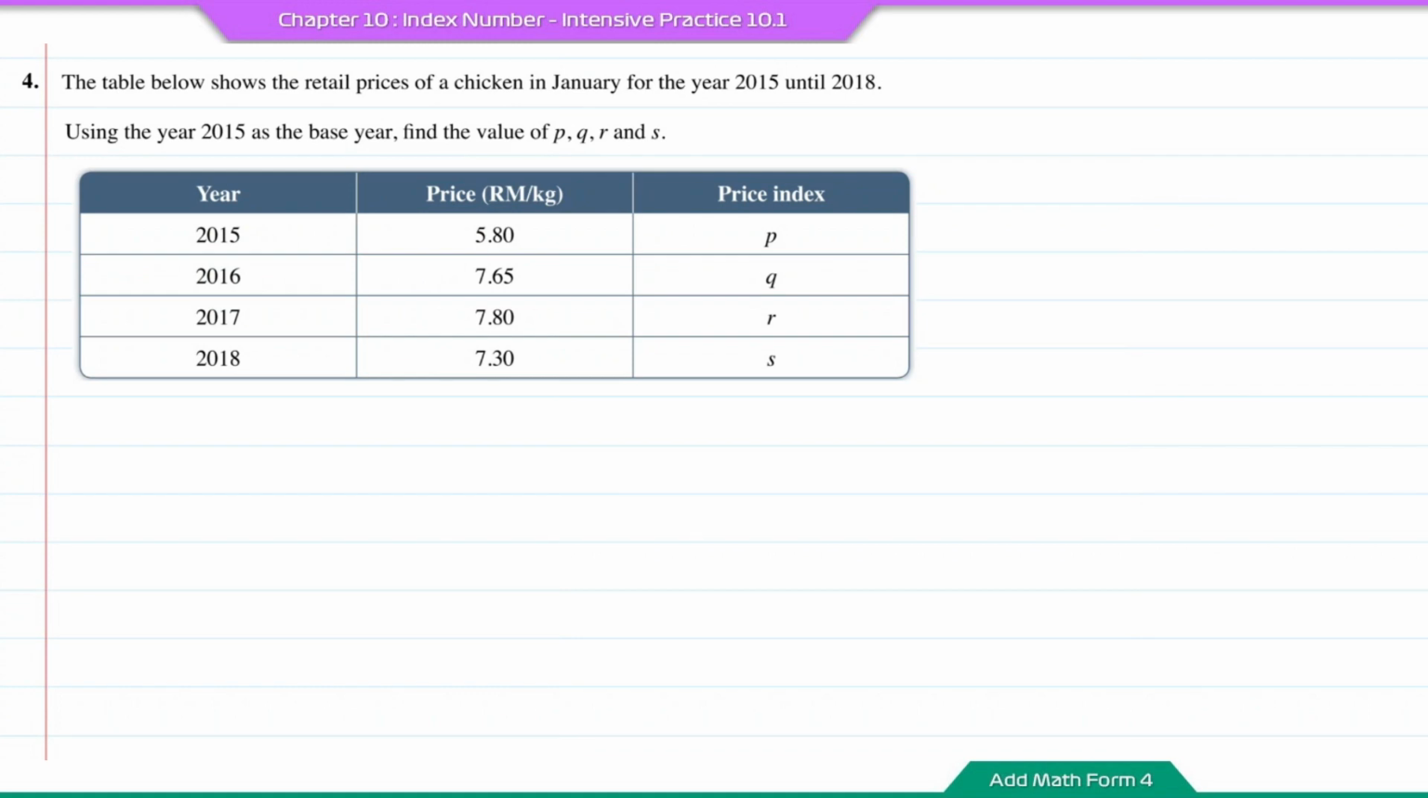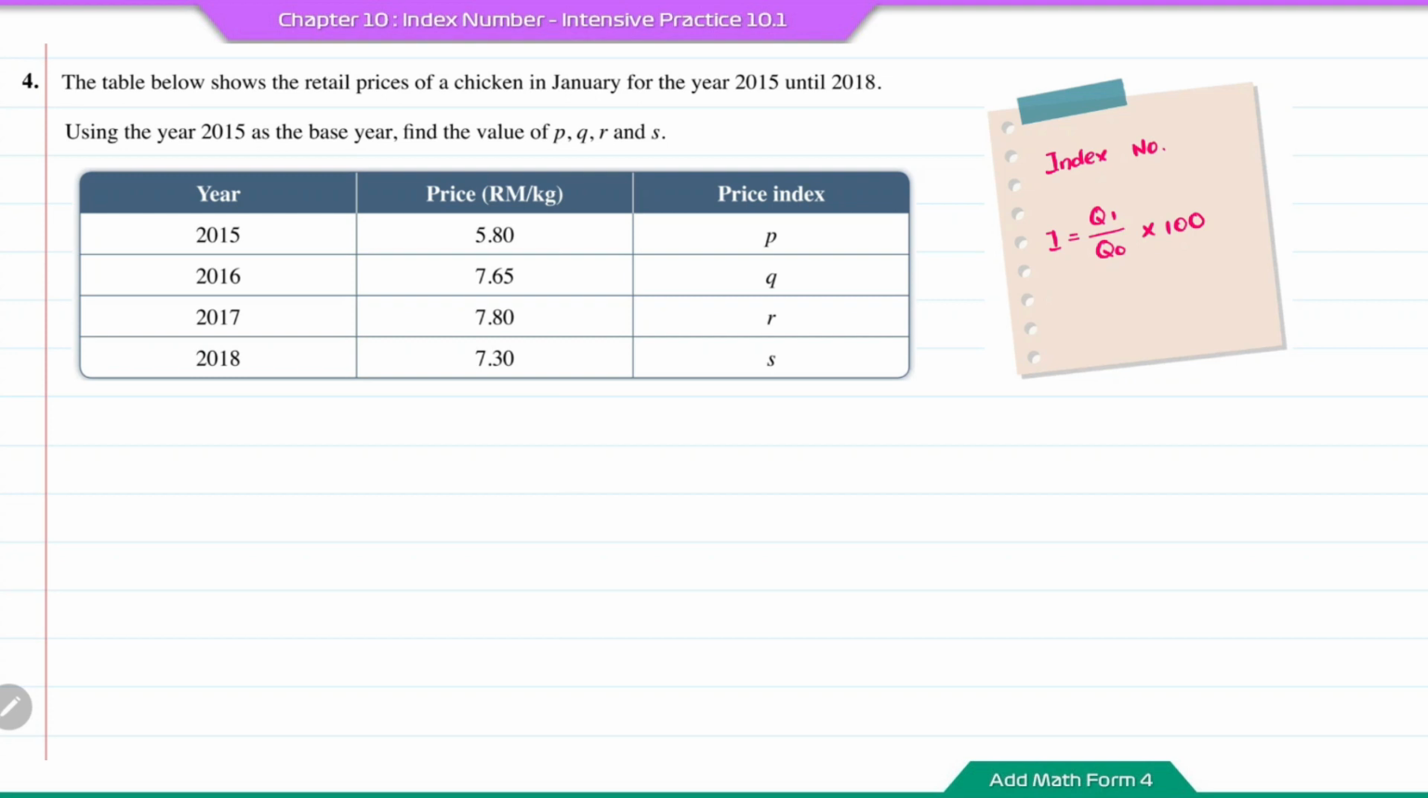Question number 4. The table below shows the retail prices of a chicken in January for the year 2015 until 2018. Using the year 2015 as the base year, find the value of PQRS. So the price index P here is you comparing the price in the year 2015 to the year 2015 again. Therefore, there will be no change in the price. Then P will be equal to 100. If you want to show it by calculations, then P will be equal to 5.8 over 5.8 multiplied by 100, which is equal to 100.